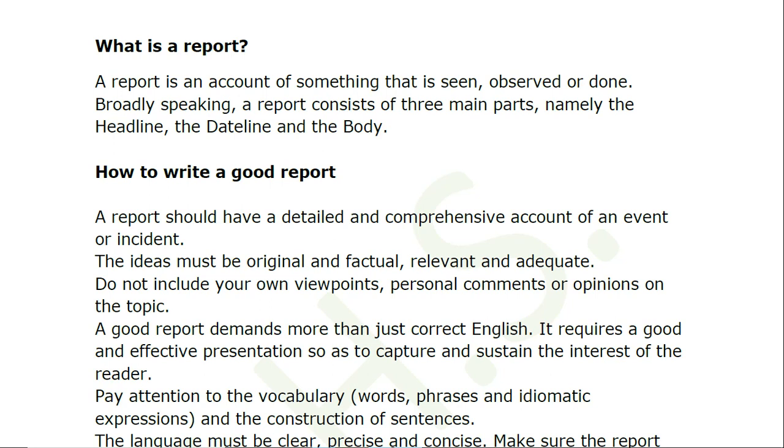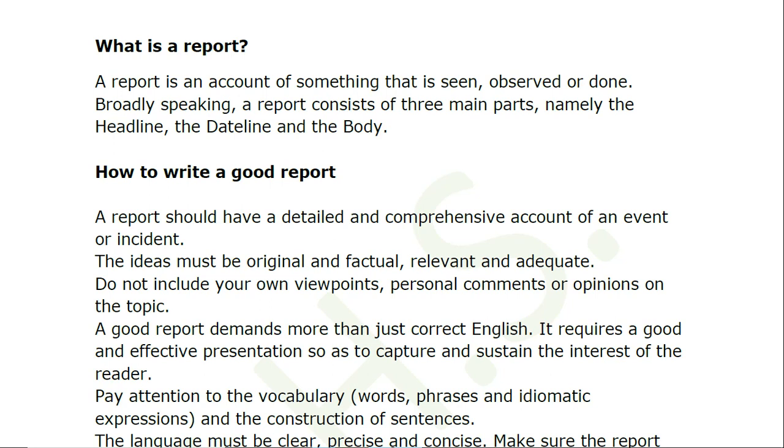Okay, so now let's read. How to write a good report. A report should have a detailed and comprehensive account of an event or incident. So whatever you are telling, not just tell in shortcut, because there will be questions in the people's mind, like, "Arre, what happened here and what happened there?" So when anyone reads your report, no questions should arise in their mind about that report. Understood? About this incident, "Arre, what happened?"